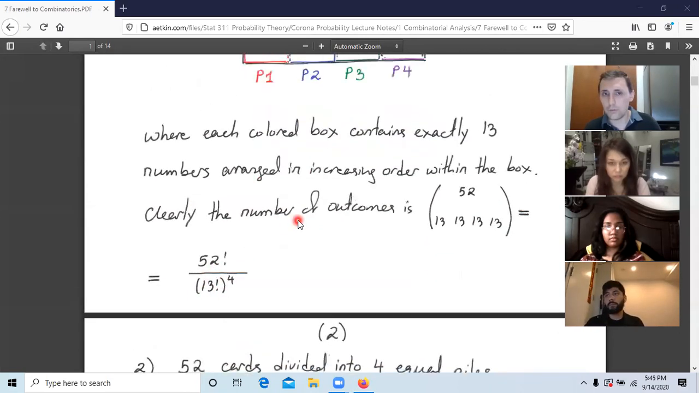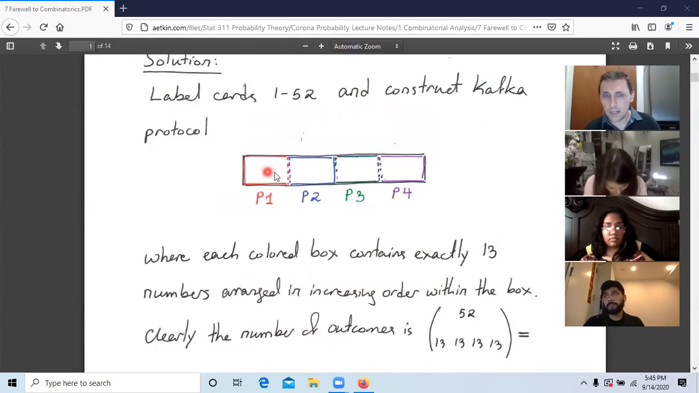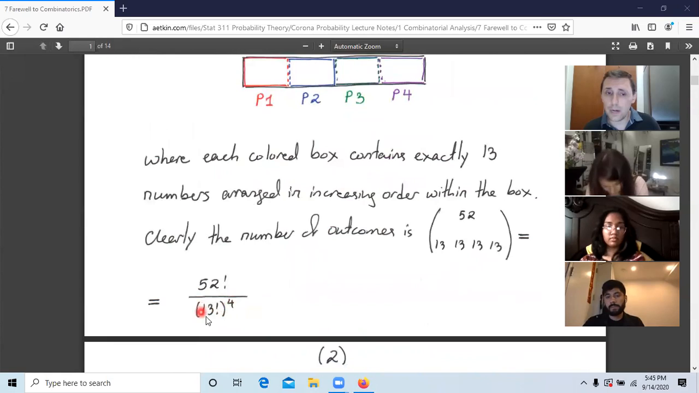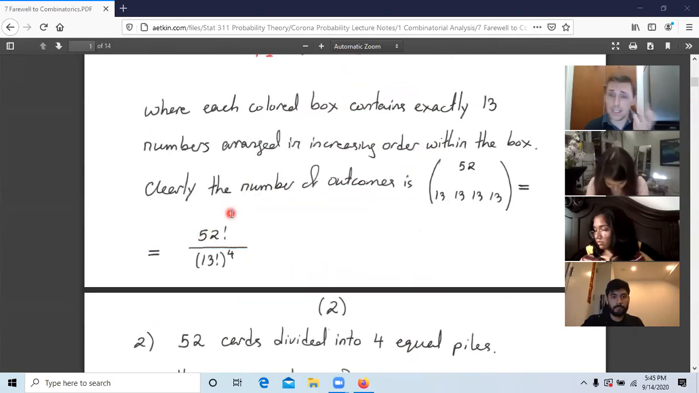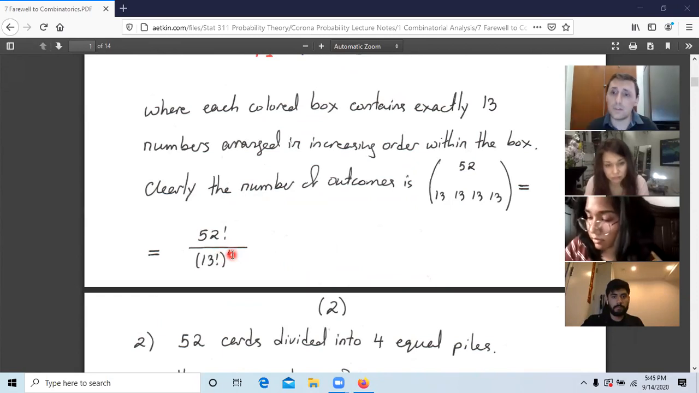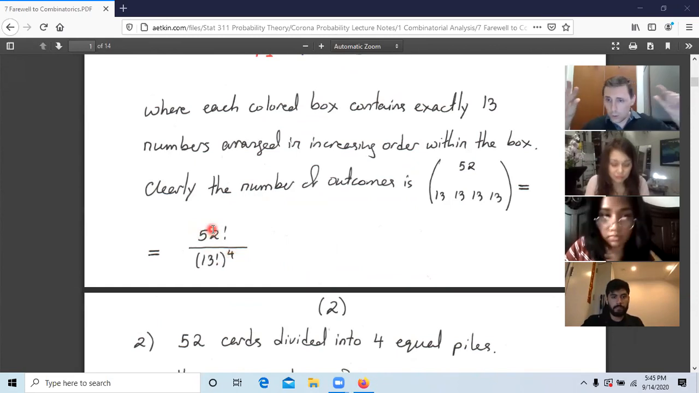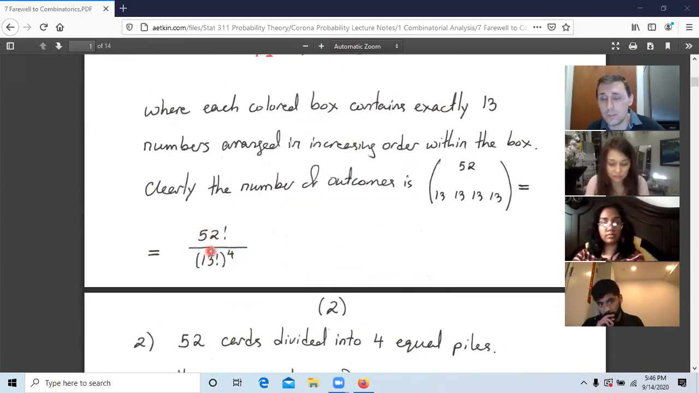13 factorial to the power of 4. In other words, whatever numbers are here, there are 13 factorial rearrangements here, here, and here. That means 13 factorial to the 4th power is how many permutations describe the same destiny. So each destiny has 13 factorial to the power of 4 synonyms. The 52 factorial are all the codes that I have, but many of the codes correspond to the same exact situation. So I count the synonyms. Each meaning has exactly the same number of synonyms.